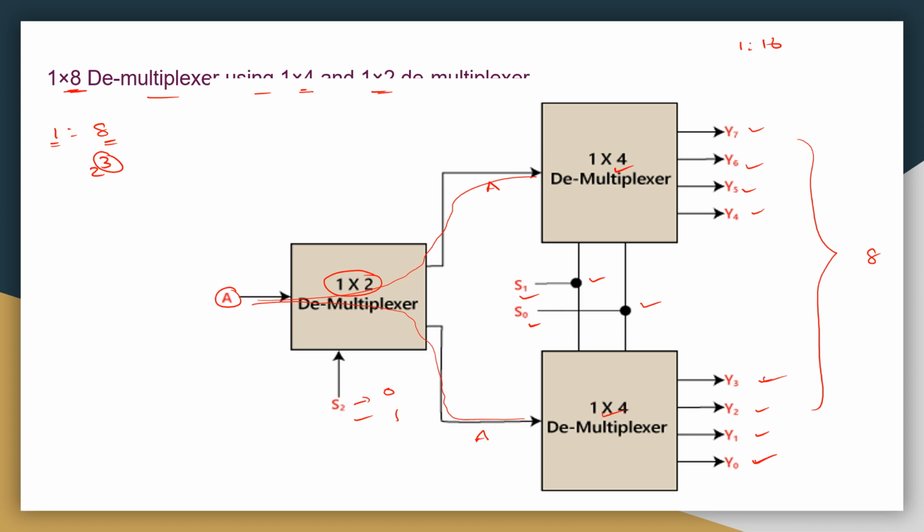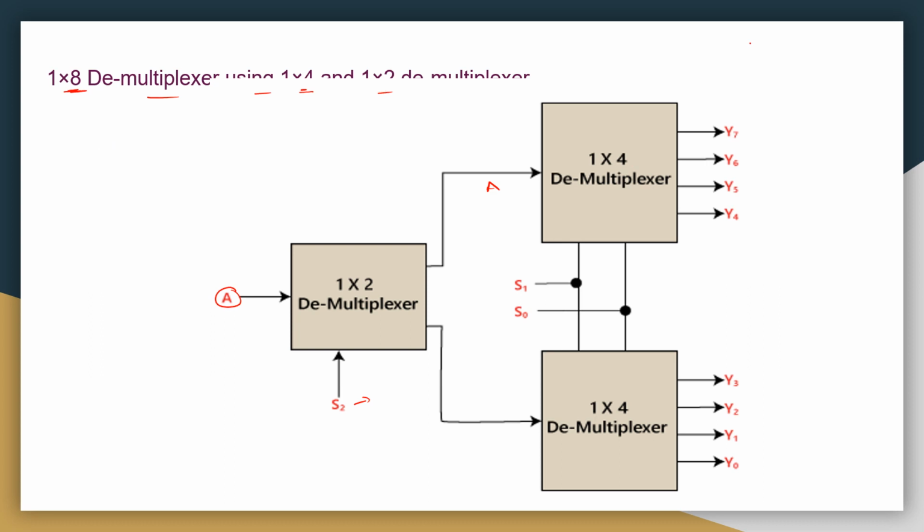Like that in this case also. If S0 and S1 are both zeros, Y4 will be selected. S0 and S1 both are ones, Y7 will be selected. Anyway, it is simply the design part of that 1:8 demultiplexer with 1:4 and 1:2 demultiplexers. Okay, so it is simply that part.